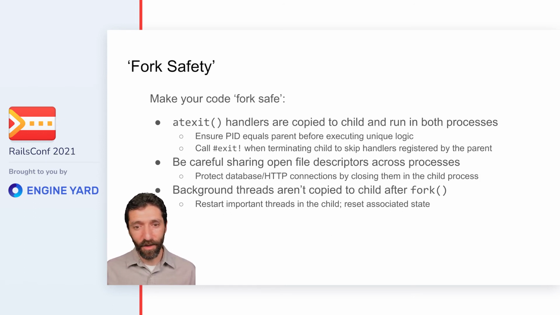Finally, remember that background threads aren't copied to the child after a fork. You have to remember to restart important threads in the child after the fork, or just design the system with the expectation that they'll only be running in the parent process, and then remember to clean up any associated state afterwards.